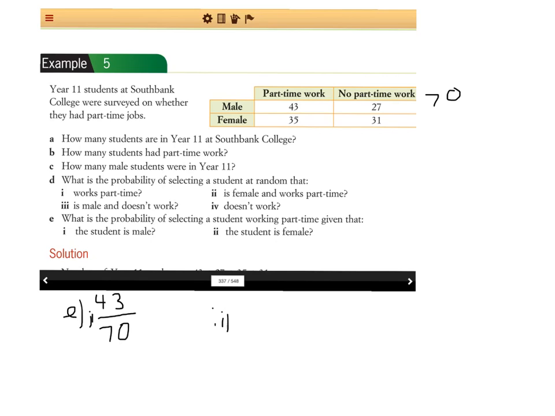Part 2 is the student is female. This is a very hard question because it's worded funnily. What is the probability of selecting a student working part-time given that the student is female? We're only choosing from the female population, which means we are only choosing from a total of 66 girls. Of those 66 girls, only 35 of them work part-time, so it's going to be 35 over 66. Put it into your calculator just to be sure. 35 over 66 equals, and it's the same answer, so we're good. And that's it for this example.